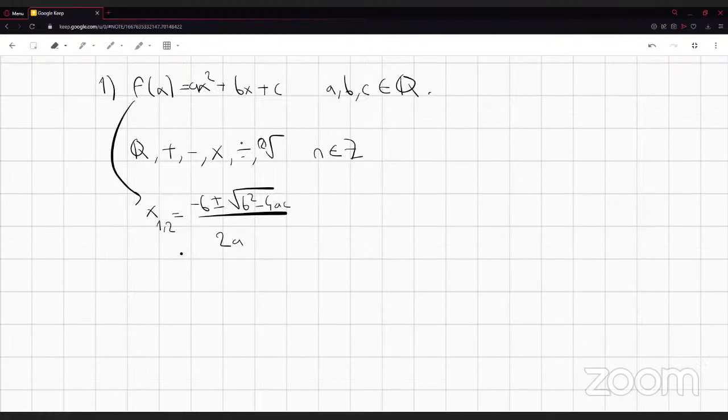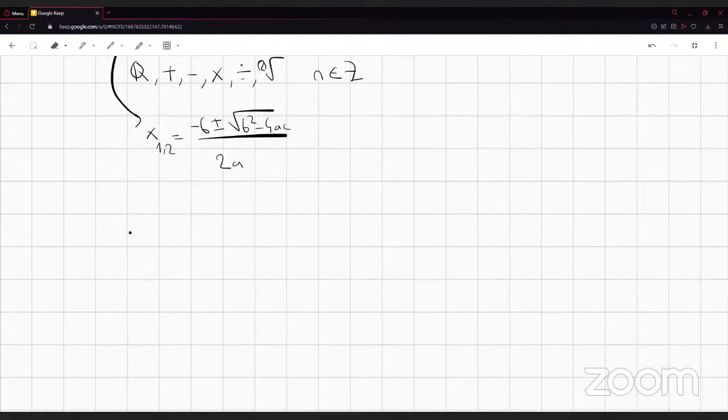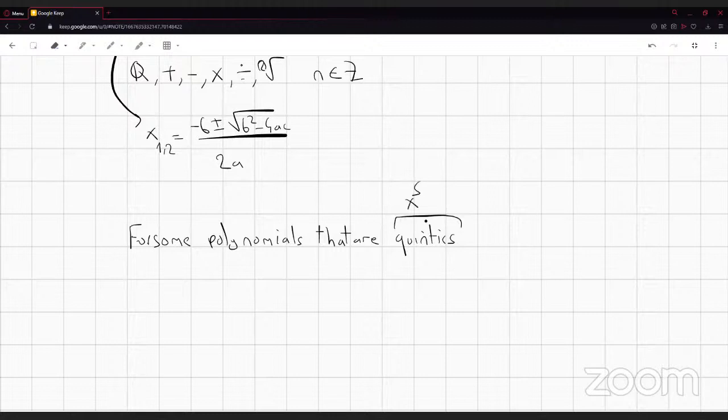With the use of Galois theory, we can prove that for some polynomials that are quintics, namely, it contains an element x to the 5, it is not possible to express the roots using addition, multiplication, subtraction, and division.